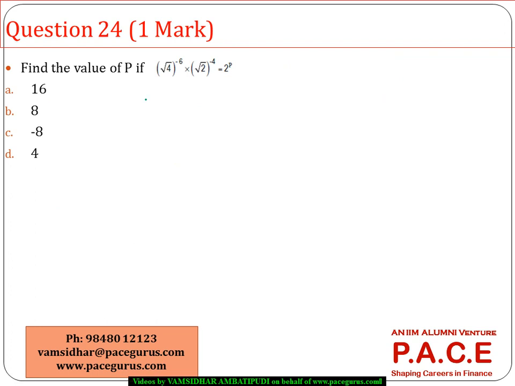Find the value of p if square root of 4 to the power minus 6, square root of 4 is 2, 2 to the power of minus 6, into square root of 2 to the power minus 4. Square root of 2, I'll write it as 2 power half, to the power minus 4, is equal to 2 power p. So it becomes 2 power minus 6 into 2 power minus 2 equal to 2 power p. So we'll get p is minus 8, where I am marking the option choice C directly here.